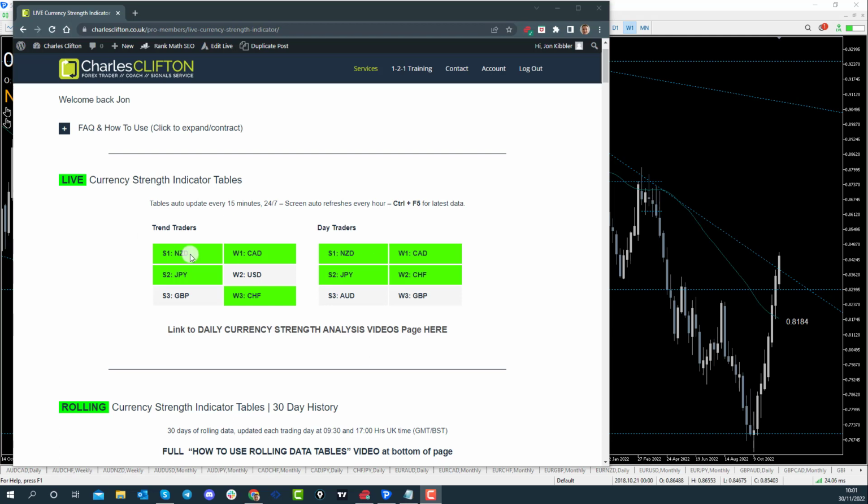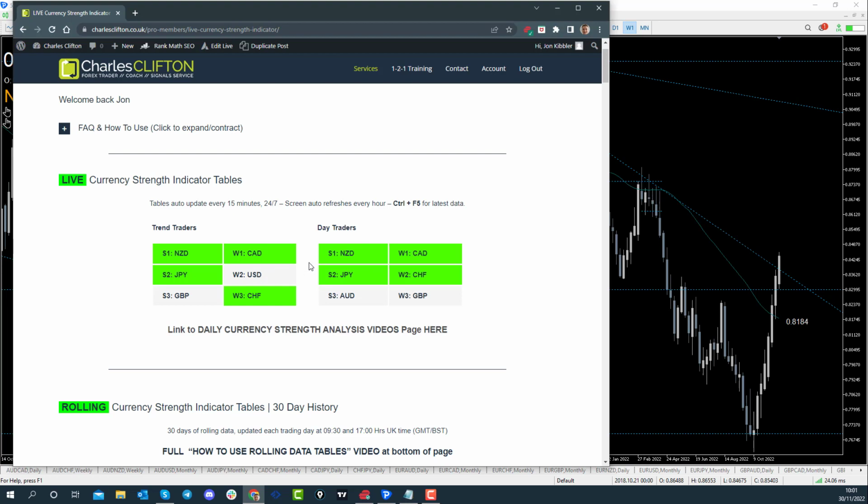Here you can see we have the live currency strength indicator tables in front of us. We have the trend traders table and the day traders table. These tables are showing the same studies but just highlighting different time frames. So our trend traders is the higher time frame, our day traders is the lower time frame.